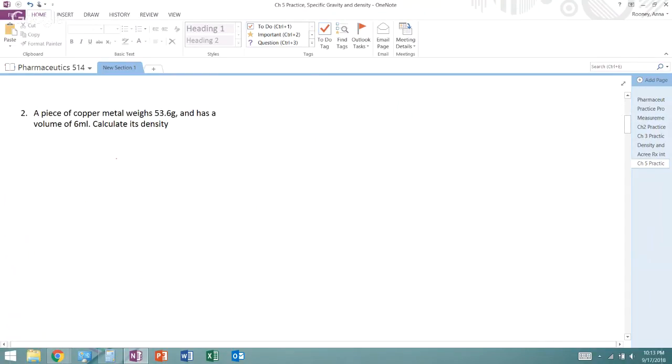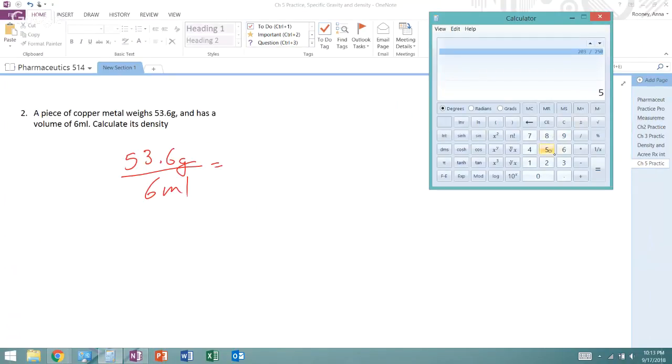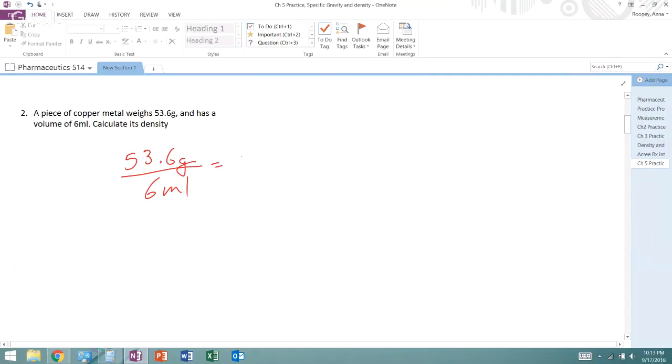A piece of copper metal weighs 53.6 grams, 6 milliliters, calculate density. All right.